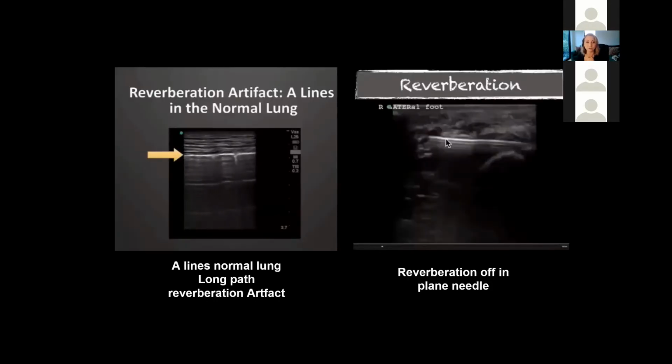Okay, so what's a reverberation artifact? So A lines are this long path reverberation artifact as opposed to the short path reverberation artifact or the comet tail artifact.